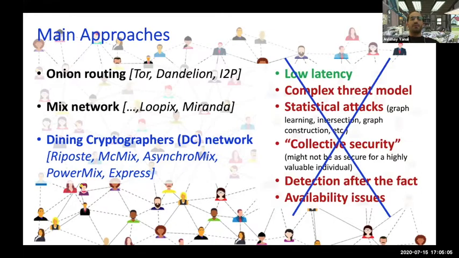On the other hand, DC networks follow a simpler threat model and enjoy stronger security, but suffer from higher latency. This is because it works over full graph networks. To improve that, recent works shifted to the client-server model, which makes the communication graph much simpler and significantly reduces the latency.